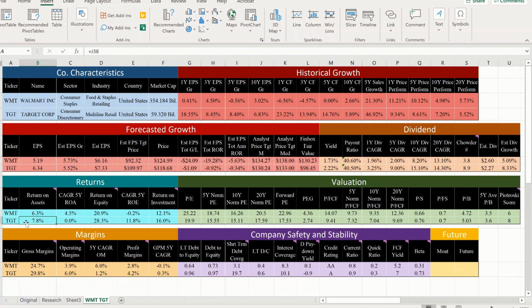Next, we have the 5-year compound annual growth rate for return on assets. Target is only listed as 0% here because I didn't have the information when I made this video. I don't believe the growth rate is actually 0%.